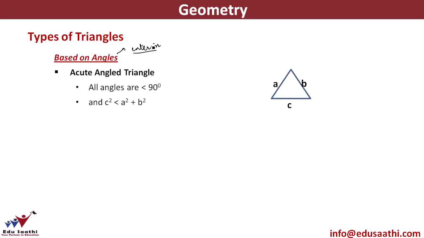The figure would look like this. I have three sides and I have three angles. If I just mark the angles, opposite to the sides is where the angles are marked with the similar names.